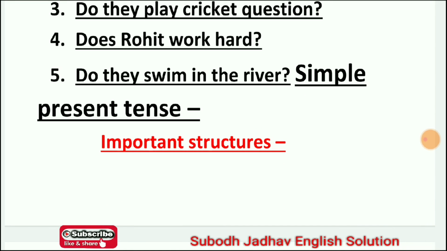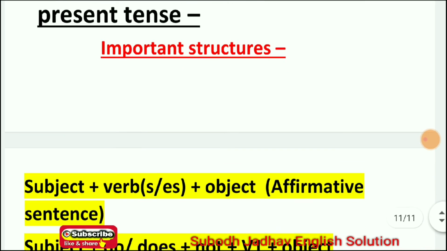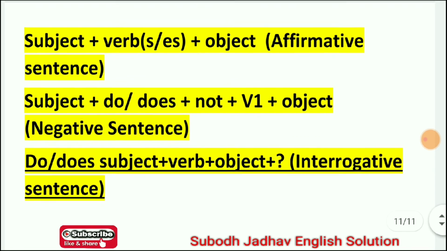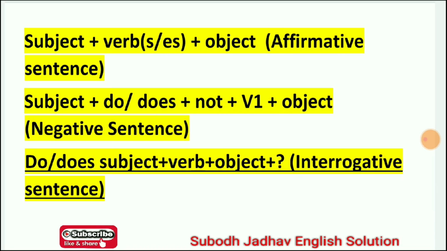Simple present tense, important structures. I will show you some important structures. You have to remember those structures and learn them properly. Subject plus verb plus object: this is the affirmative sentence structure of simple present tense. Subject plus do or does plus not plus v1 plus object: this is the negative sentence structure. Do or does plus subject plus verb plus object plus question mark: this is the interrogative sentence structure of simple present tense.